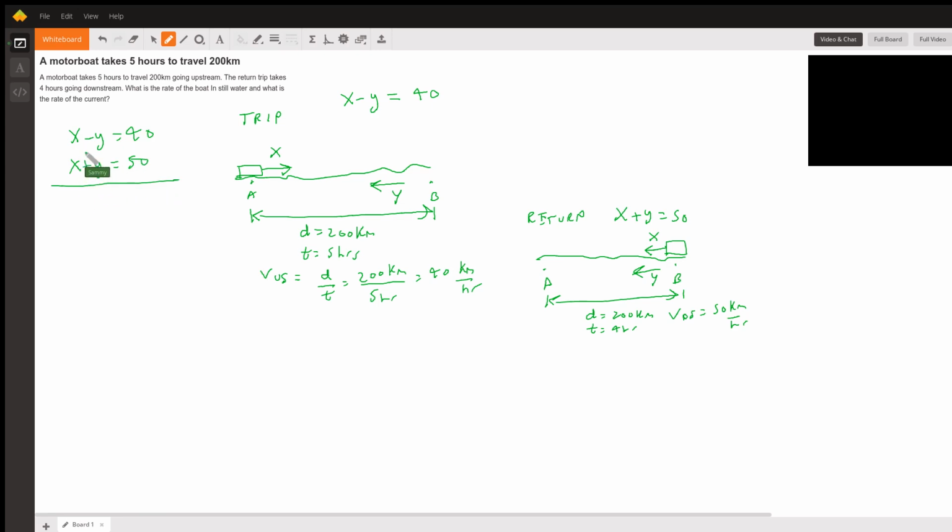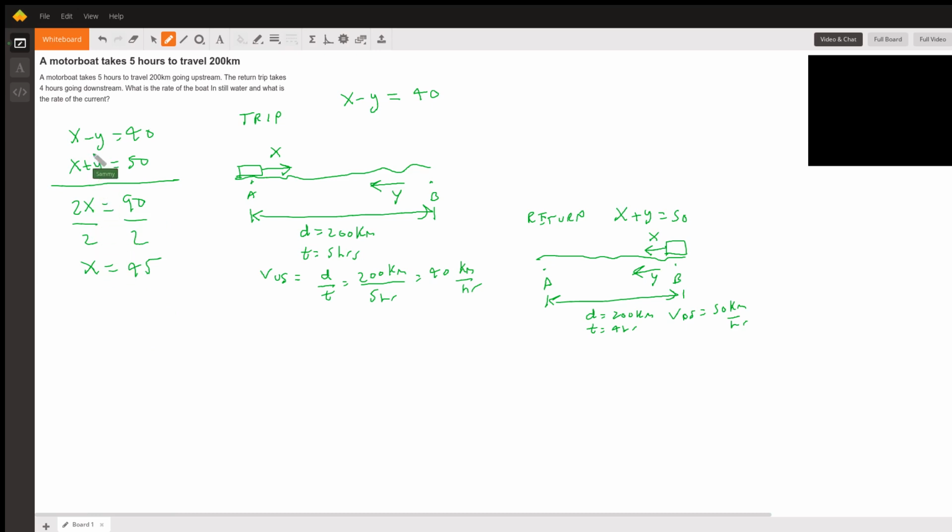We can add these two equations to eliminate the y variable. If we do that, we get 2x equals 90. We divide both sides by 2, and we get x equals 45.